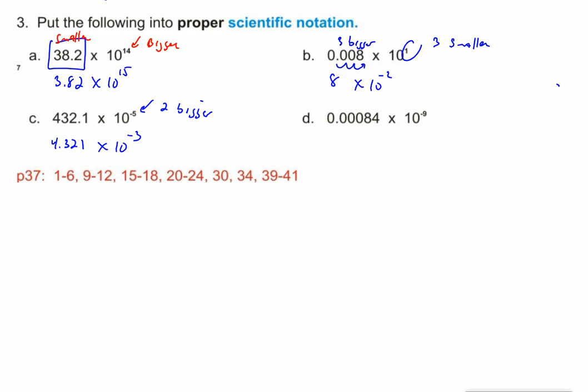All right, last one. 1, 2, 3, 4. Right? Because it's got to be 8.4. I moved it 4. I made it 4 bigger. What's 10 to the -9th? 4 smaller. -9, -10, -11, -12, -13, right?